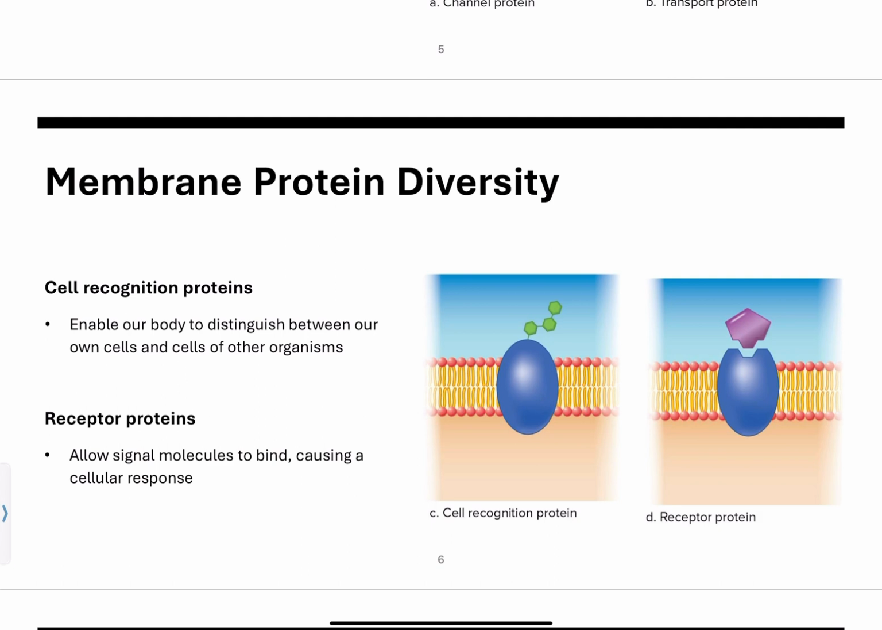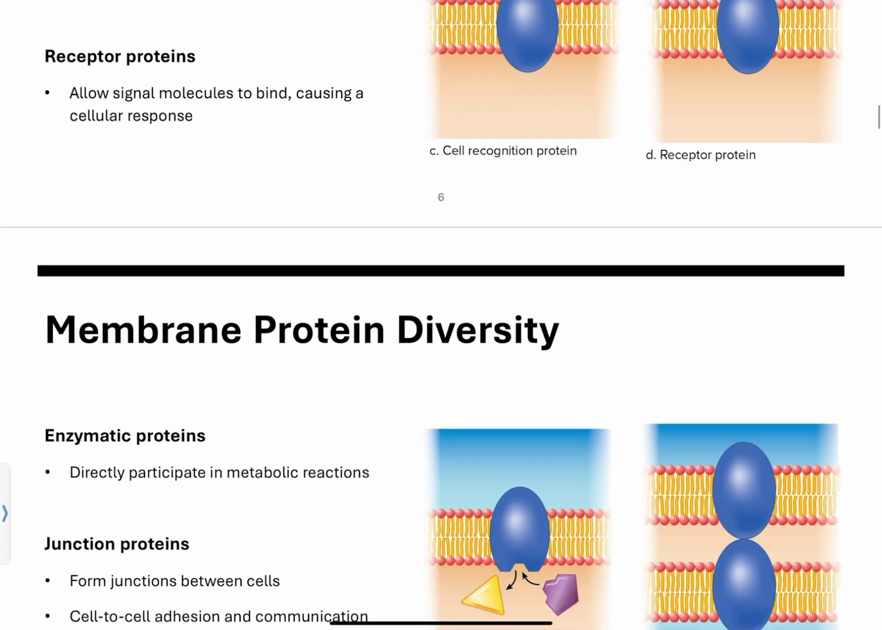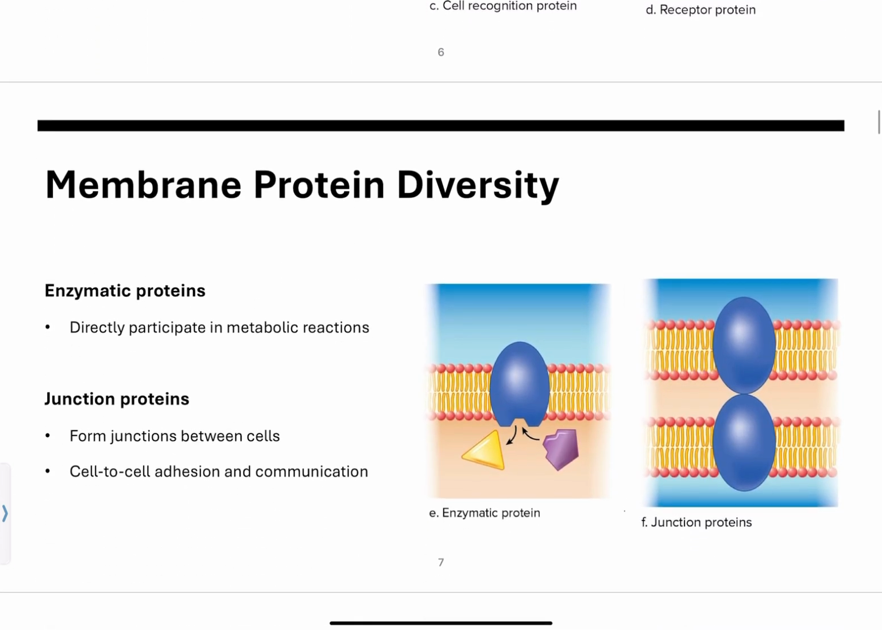Our next type is going to be receptor proteins, and these are basically the cell's sensors. So when a signal molecule binds to one, it's going to trigger a response inside of the cell, like telling a muscle cell to contract or a liver cell to release sugar into the bloodstream. We also have enzymatic proteins, which are going to help speed up chemical reactions right at the membrane. Some are going to be part of digestion, like breaking down nutrients as they pass by.